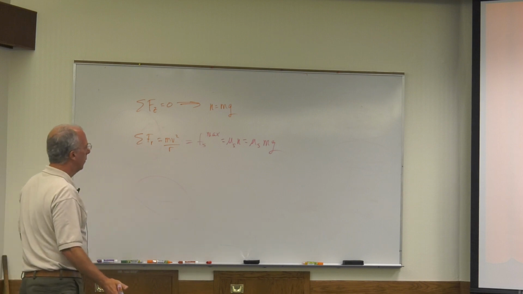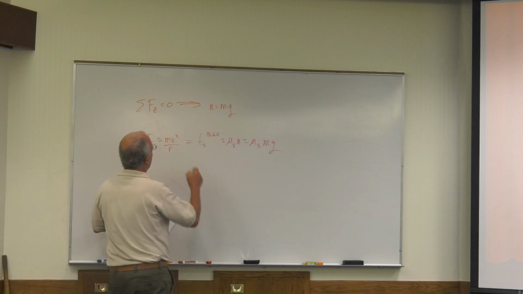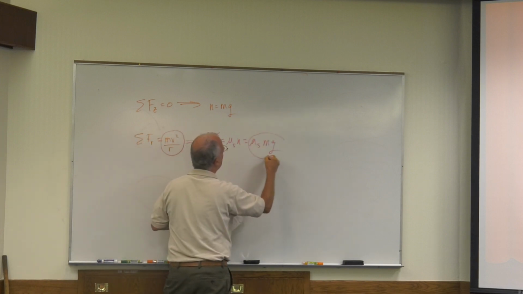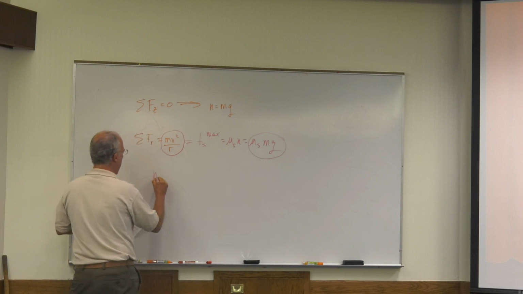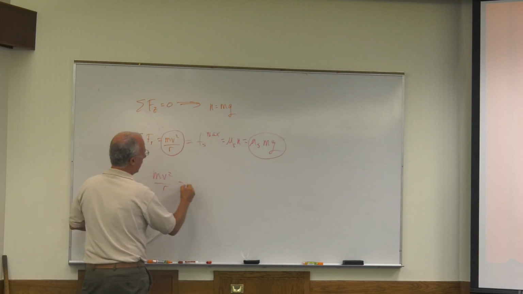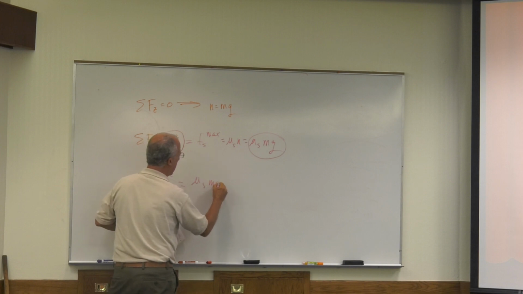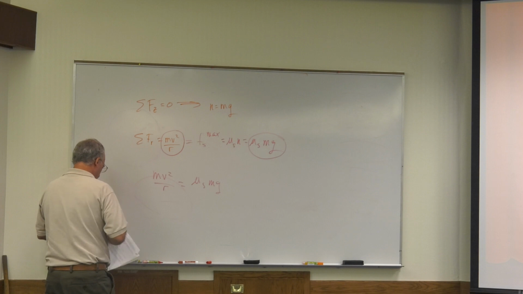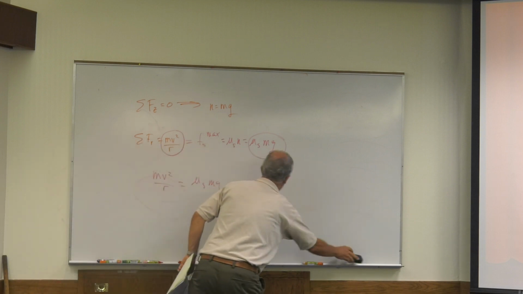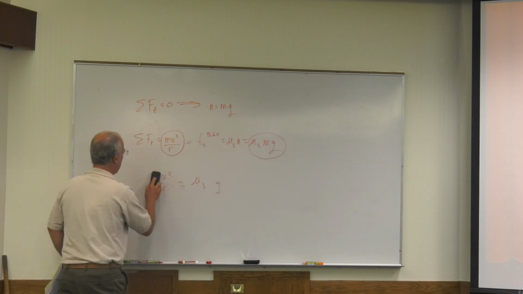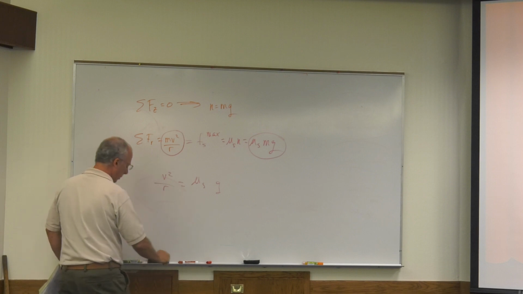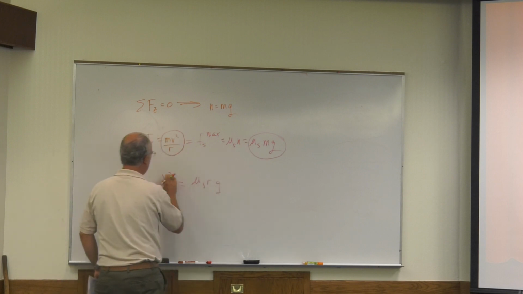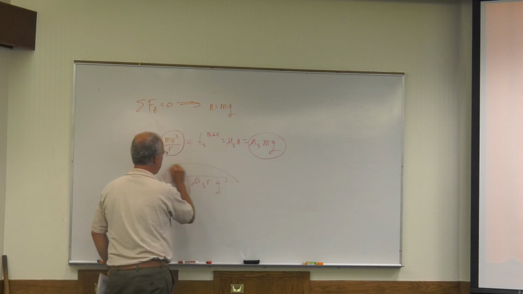Now what do we want to solve for? Velocity. So we're going to say this term equals that term. We have mv squared over r equals mu s m g. What cancels? We've already seen it. The mass cancels. Then we want to solve for v, so multiply both sides by r, and take the square root. That's it.